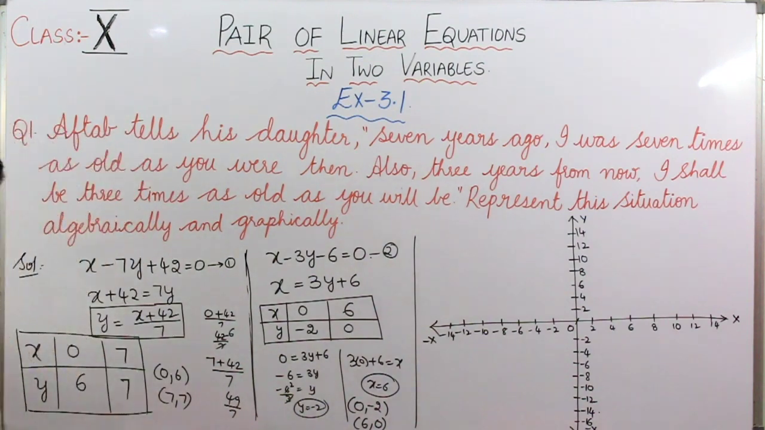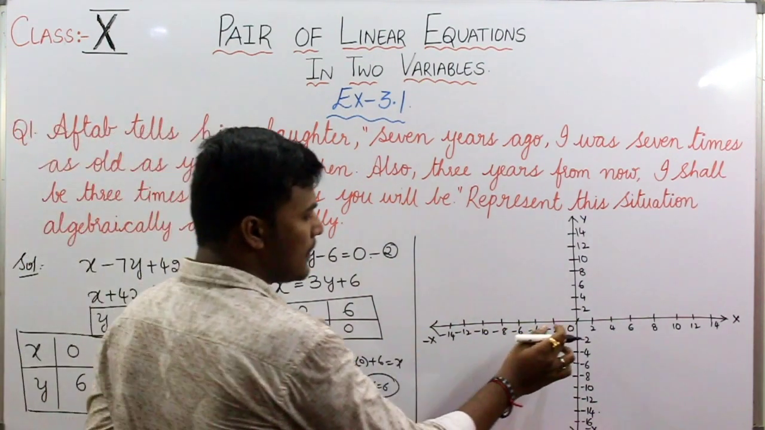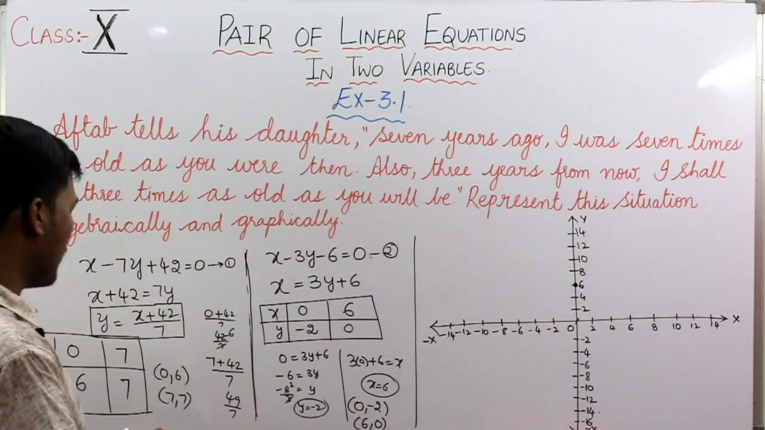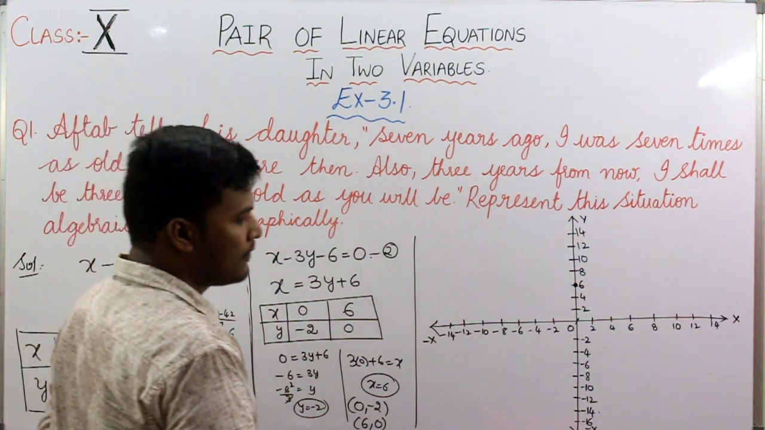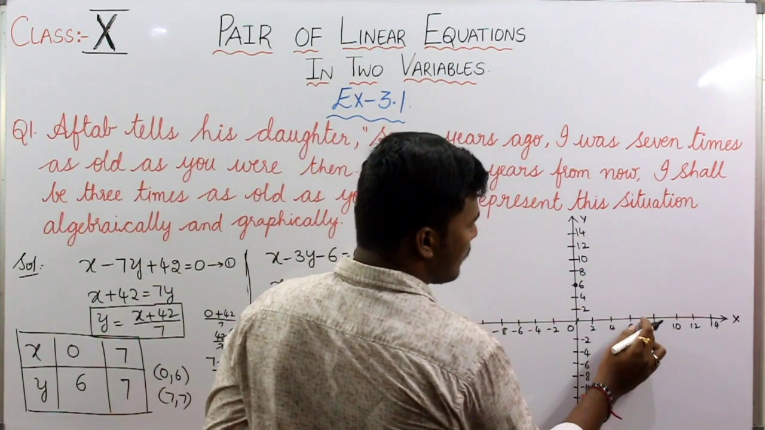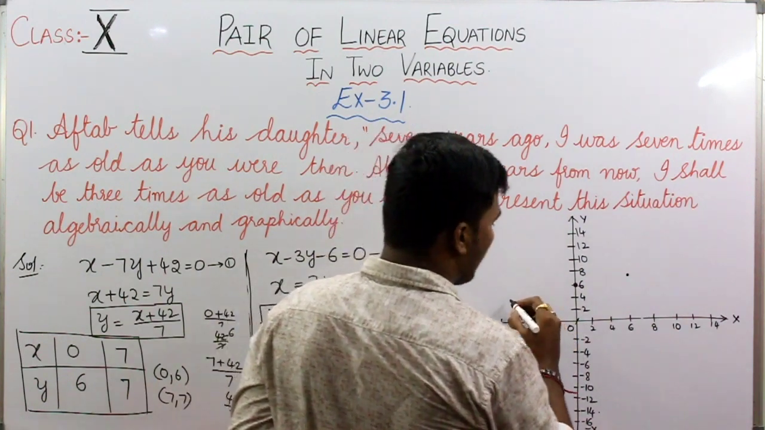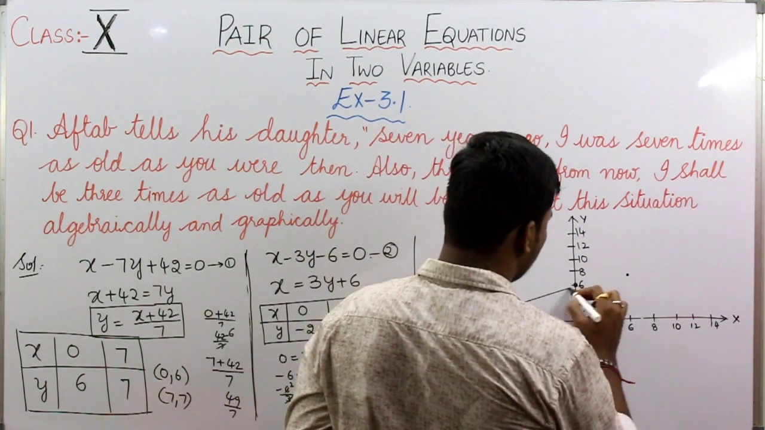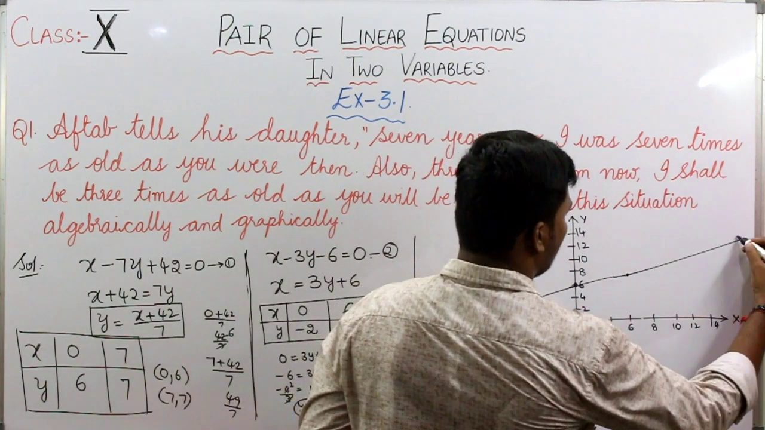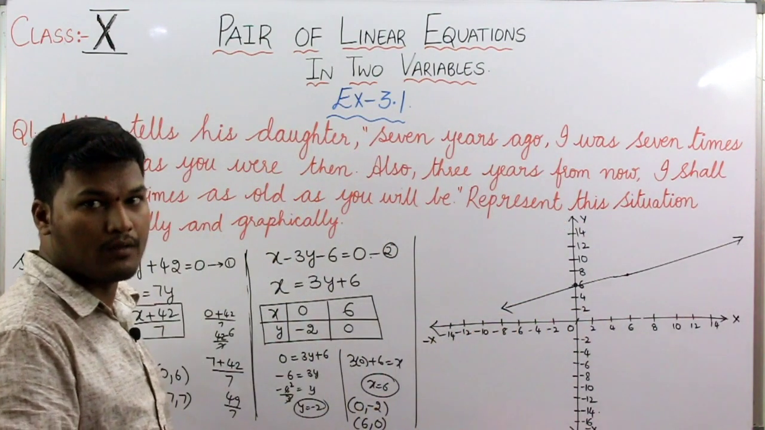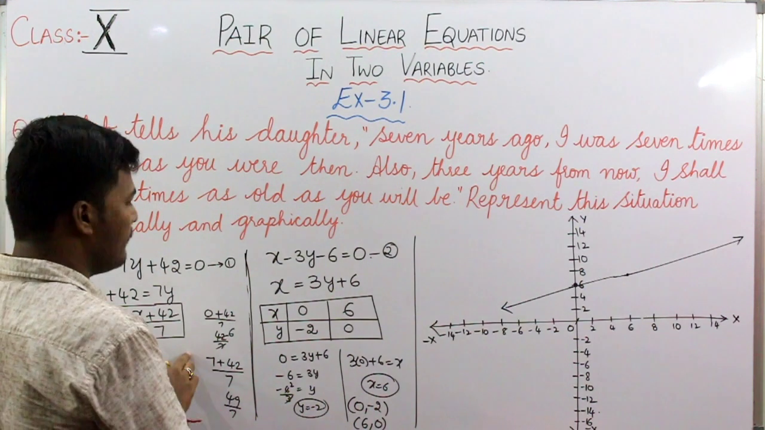So now the first value is what? 0 comma 6. On the x-axis 0 and y-axis is 6. So this is the first point. And the second point is 7 comma 7. x-axis is 7, so it will be here. y-axis also will be 7. It will be here. Okay. So when I plot the line, it will be like this. So this is the line for the first equation. This is the straight line which will be for the first equation.